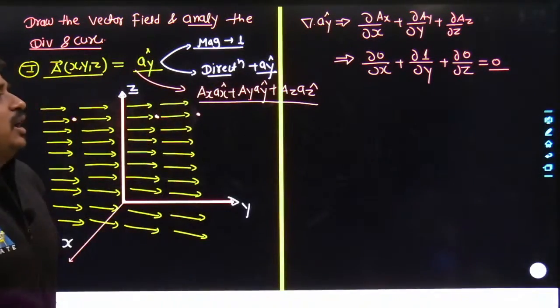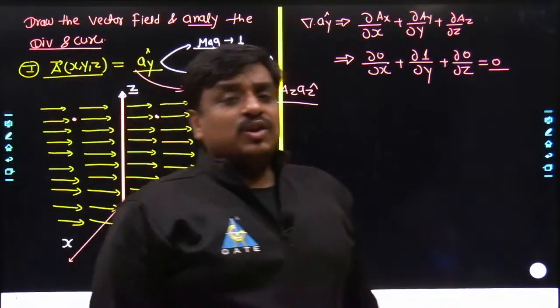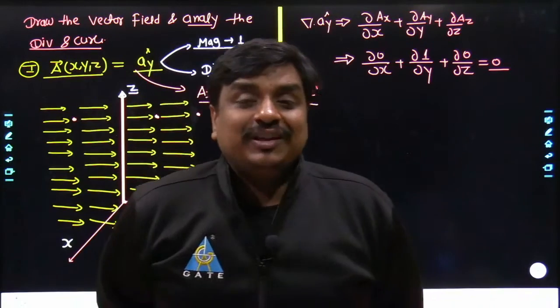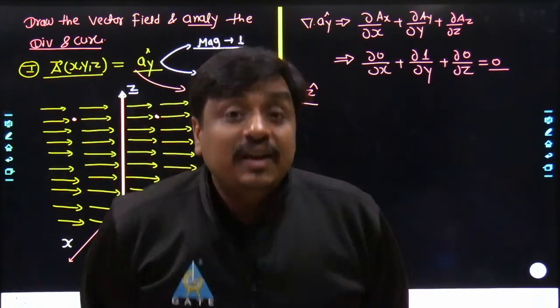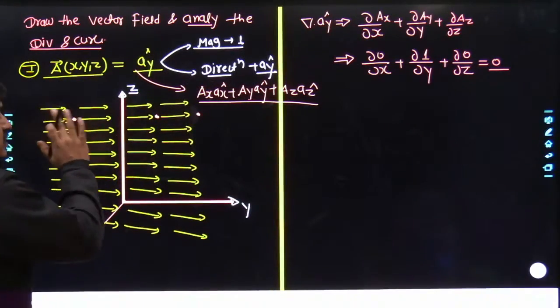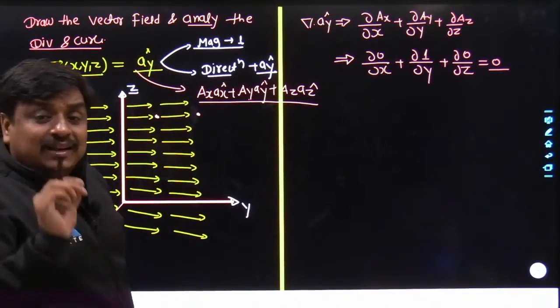Once you go into the detailed study of divergence, you will get to know that divergence talks about the sourciness or sinkiness of the field. Which field? The vector field. I repeat, divergence talks about the sourciness or the sinkiness of the field.